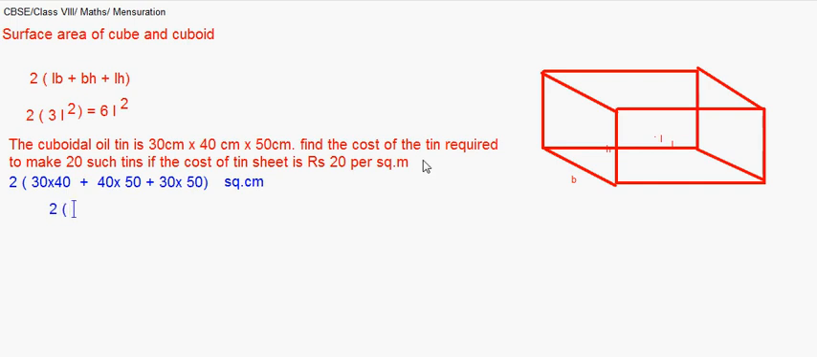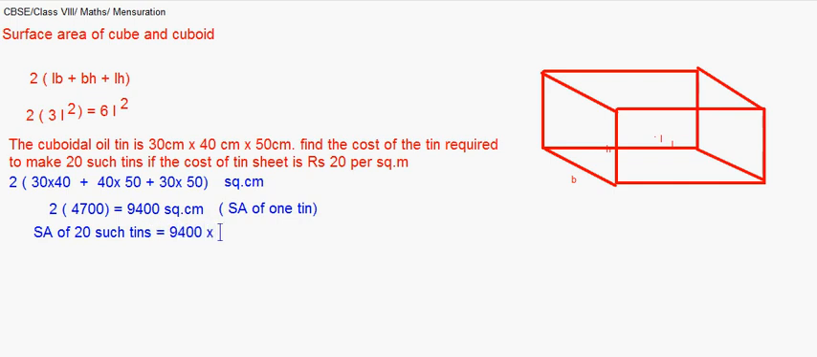So it is 2 into 4700, giving me 9400 square centimeters, right? This is the surface area of one tin. We also have to find the surface area of 20 tins. Surface area of 20 such tins will be 9400 multiplied by 20. So that's 188000. I'm getting it as square centimeter.